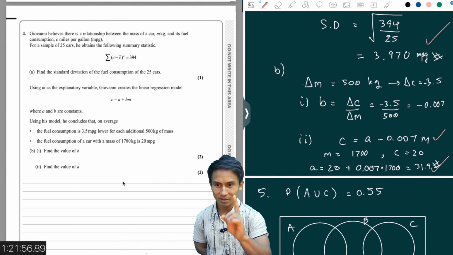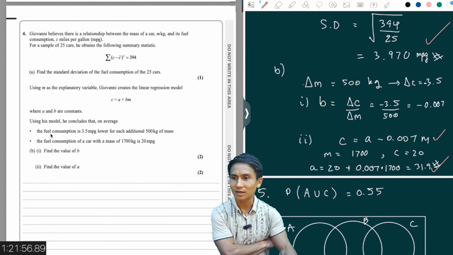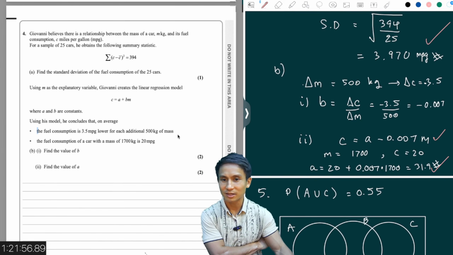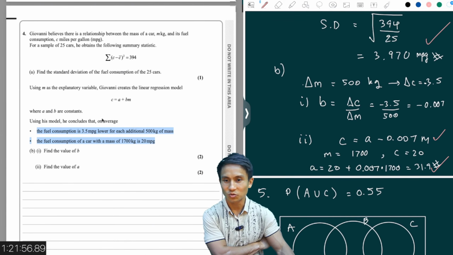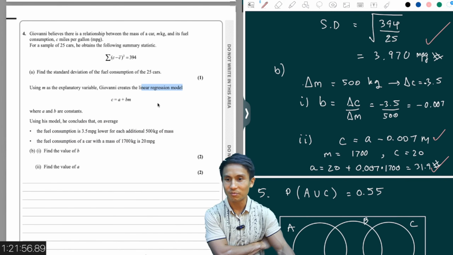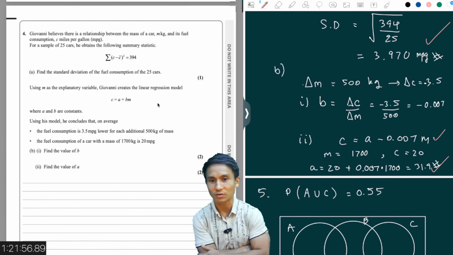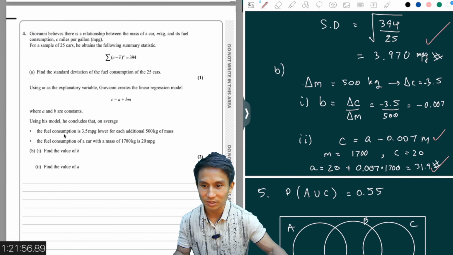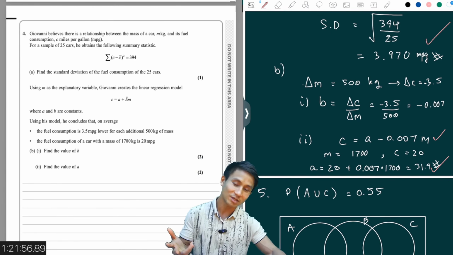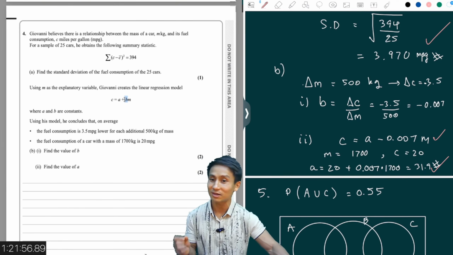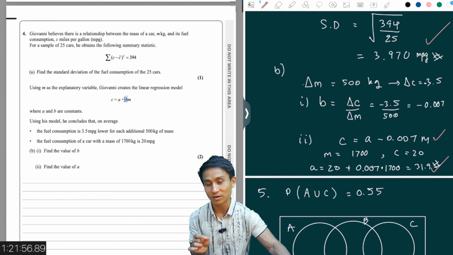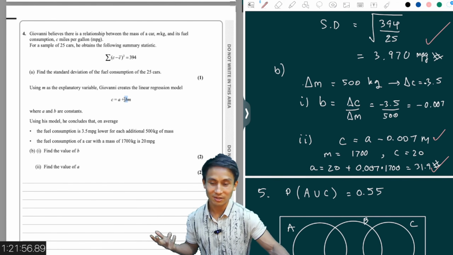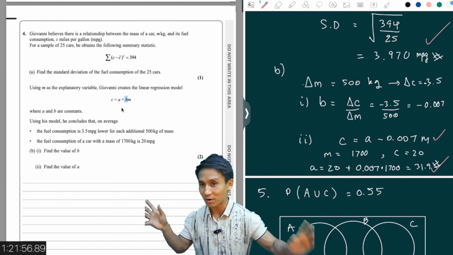Now, the tricky thing here is that, do you know how to use this information to get the a and the b from the regression model? So you got to be careful, because they try to trick you here. m is not the gradient, right? And you already should know that b is the gradient of the regression line model. a is the y-intercept, kind of, yeah? And c and m are just the variables there.